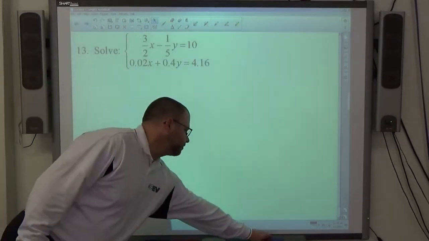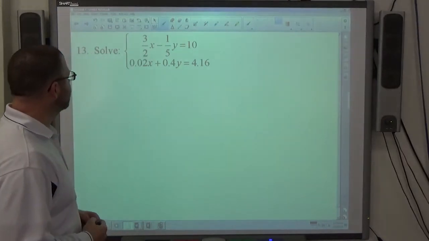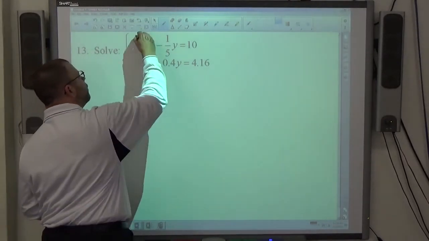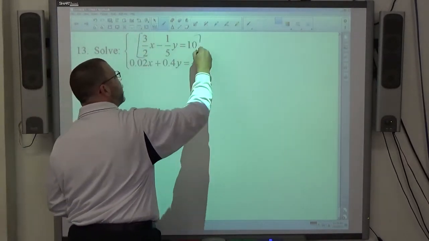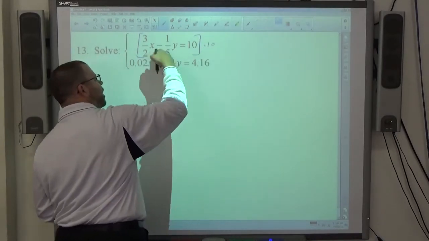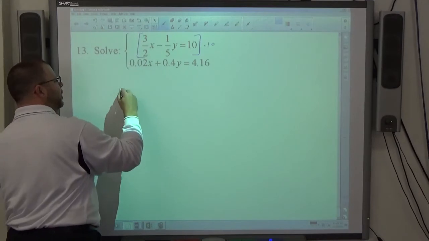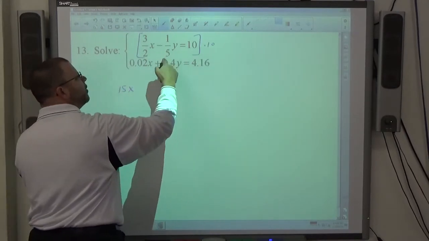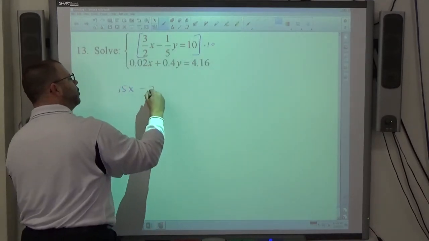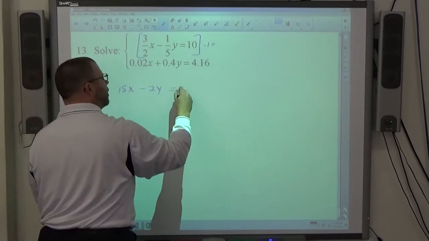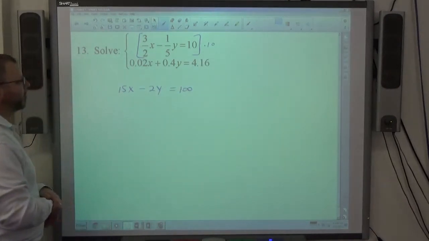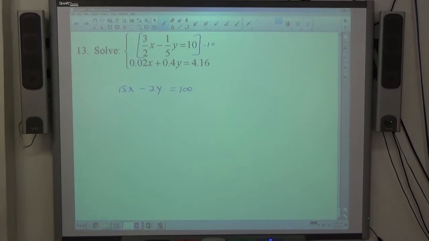13. Fractions and decimals in these problems. We want to get rid of the fractions and decimals. So if I multiply the entire top by 10, common denominator of the fractions, 10 divided by 2 is 5 times 3x is 15x. 10 divided by 5 is 2 times negative 1y is negative 2y. And 10 times 10 is 100. So 15x minus 2y equals 100 is equivalent to 3 halves x minus 1/5 y equals 10.